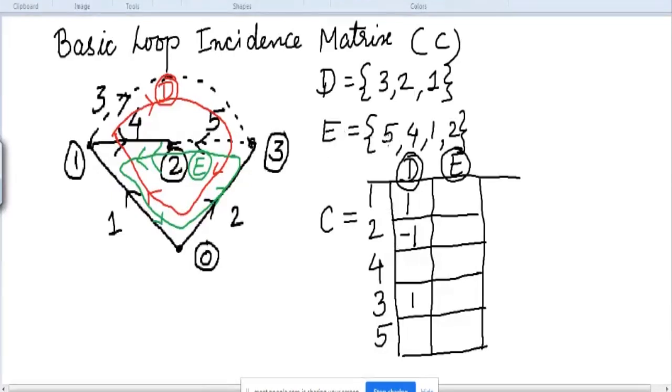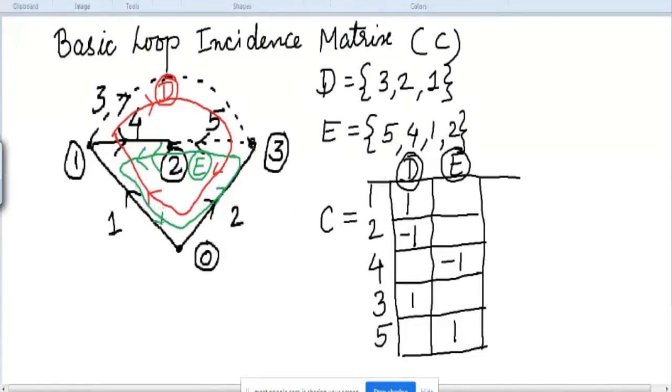Next for E, we have 5, 4, 1 and 2. 5 will always be positive, because of 5 only you are able to draw the loop. So 5 cannot be negative. So 5 will be positive. Then 4. With this green portion you can see the loop E. So E is moving towards left and 4 is moving towards right. So 4 will be negative, as it is opposing the direction of the loop.